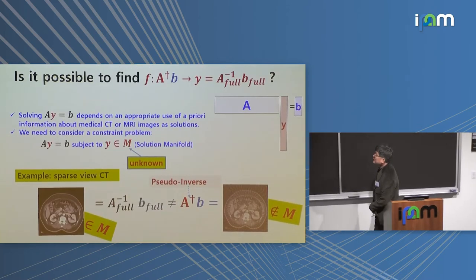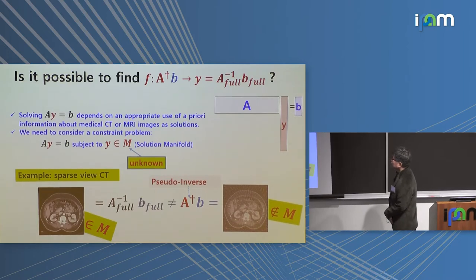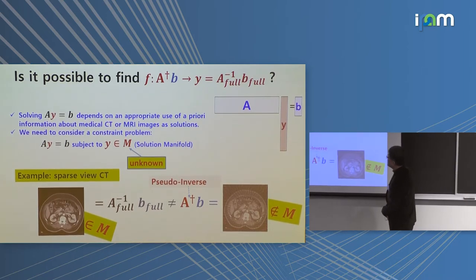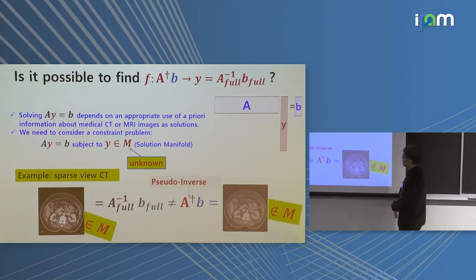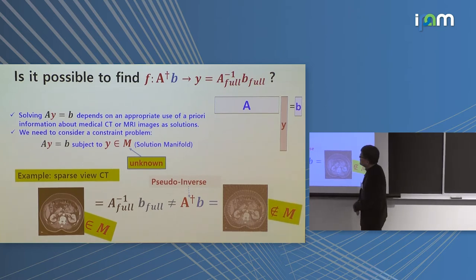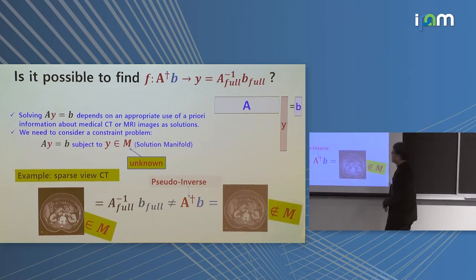So is it possible to find that one? Solving this system depends on the appropriate use of the prior input. Is the prior information important? Prior information about medical imaging and MRI images serves as a solution. So you need to consider a constrained problem.